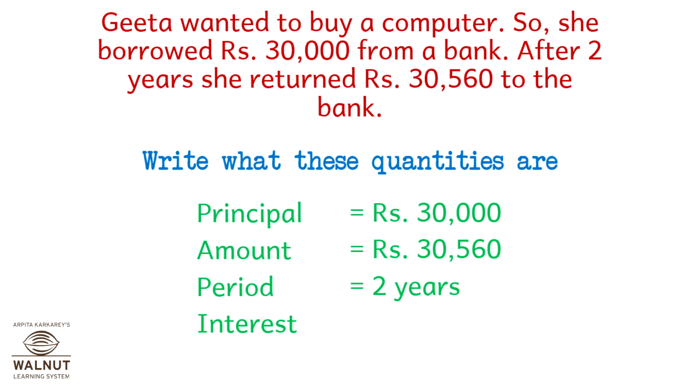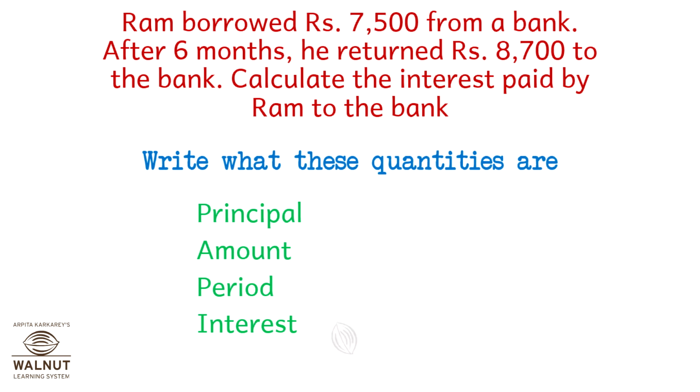The interest is equal to amount minus principal. Therefore it is 560. Right. Let's move on. Ram borrowed rupees 7,500 from a bank. After 6 months, he returned rupees 8,700 to the bank. Calculate the interest paid by Ram to the bank.